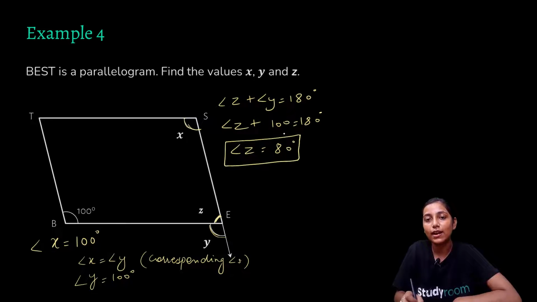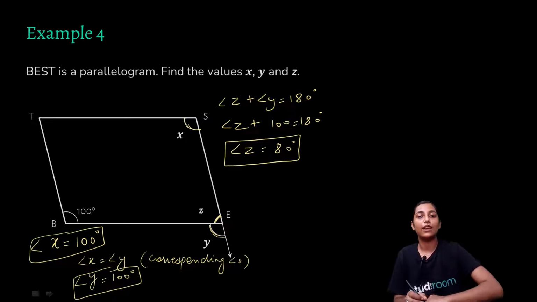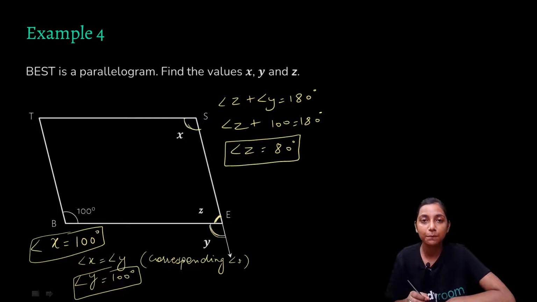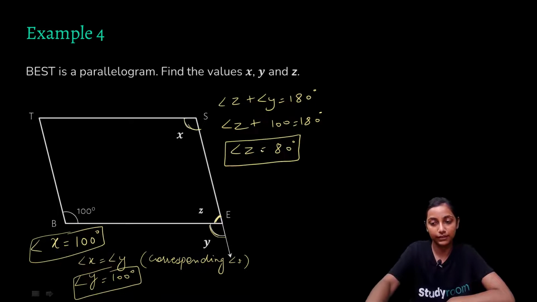So we have found out angle Z, angle Y, and angle X. That is what we had to find out here in this example, the values of X, Y and Z, and these are 100, 100 and 80 degree respectively.